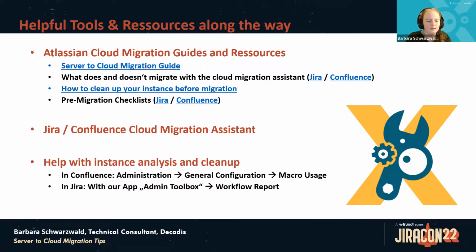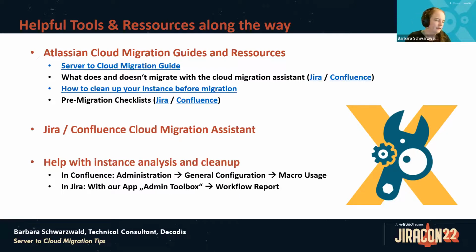So in Confluence, you can find in the administration and the general configuration a list of macro usage. So if you have apps in Confluence that provide new macros on your Confluence pages and you don't know how much they're used, you can check this by going there, and then you can basically get the list of all the macros and how much and on which pages they are used.